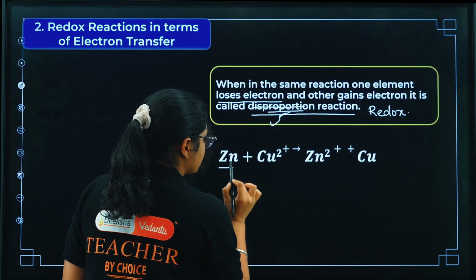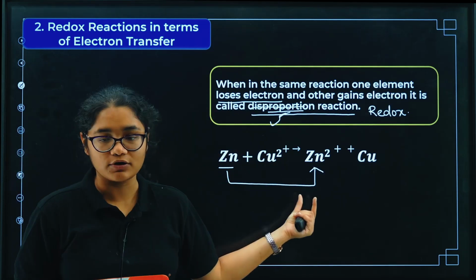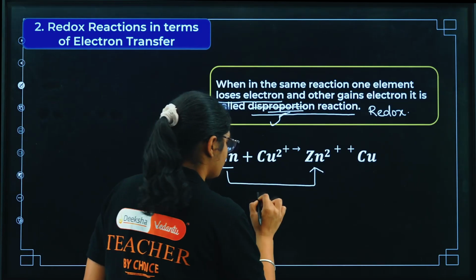Now see zinc. From Zn to Zn2 plus, how has this occurred? Zn has lost 2 electrons, so Zn is undergoing oxidation.